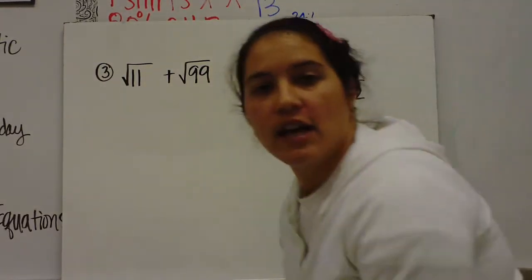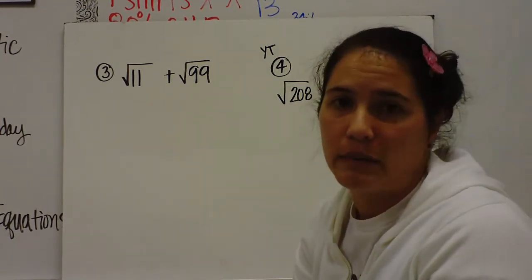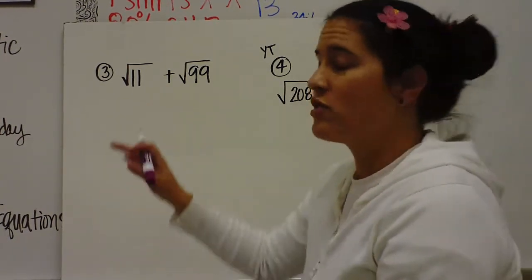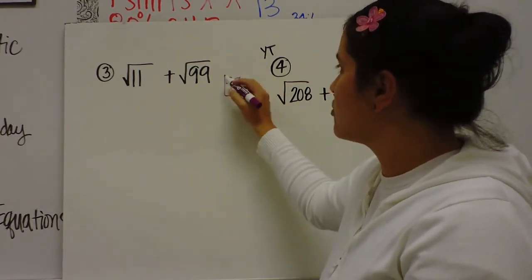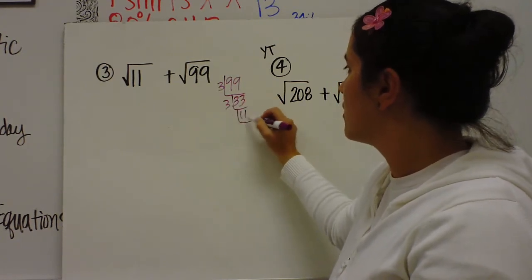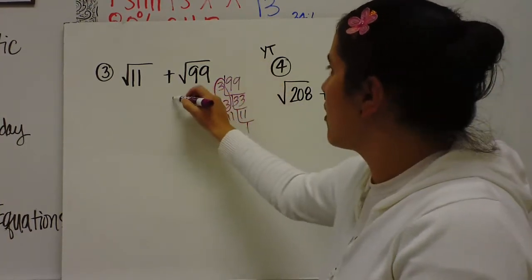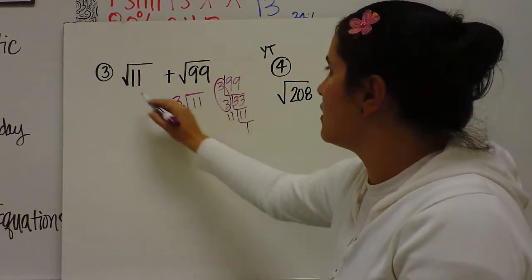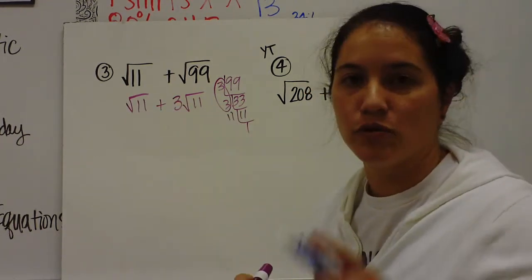Alright, so number 3. Square root of 11 plus the square root of 99. Square root of 11 is a prime number. I can't simplify that anymore, so I need to work on the square root of 99. You can do a factor tree. I just choose to do upside down division. And I see I have a pair of 3's, so I know this is going to be 3 root 11, and this is root 11. Again, I need to have the same root.